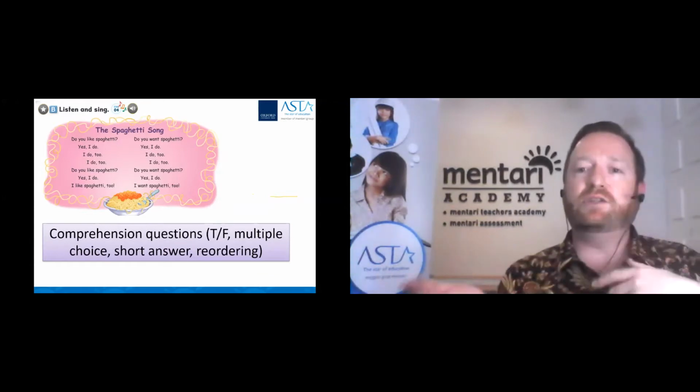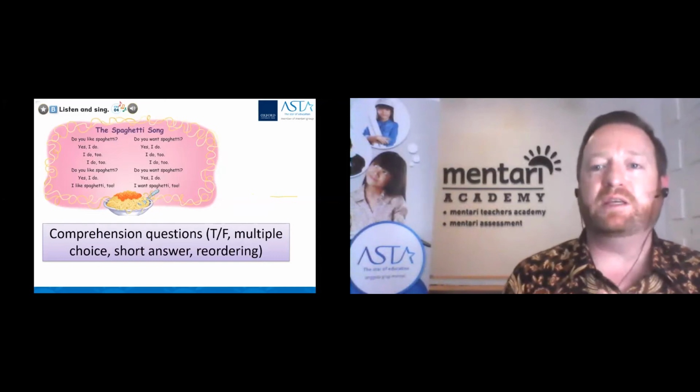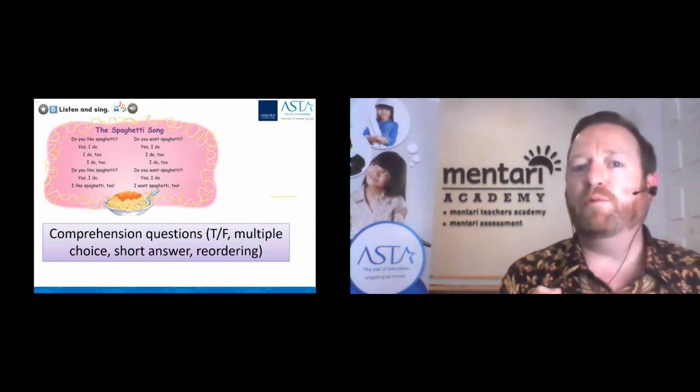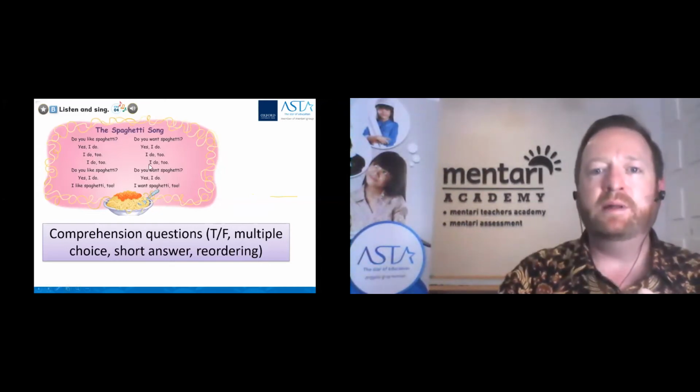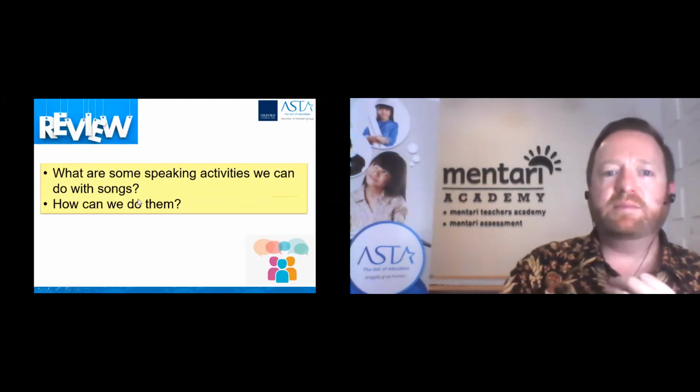And so they can do that verbally, or they could do it in breakout rooms as well if you're using Zoom. So for upper primary, we have a few more choices, a bit more independent. Okay. So what are some speaking activities?